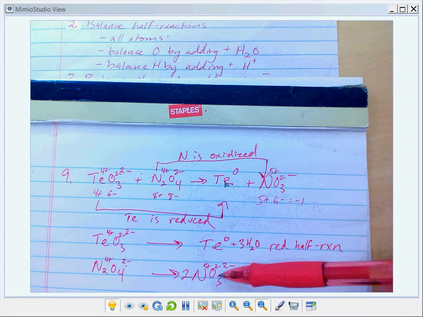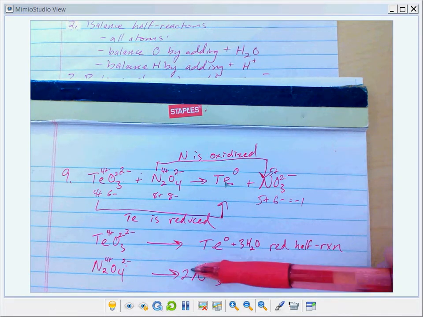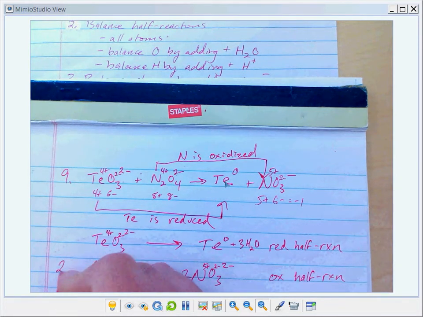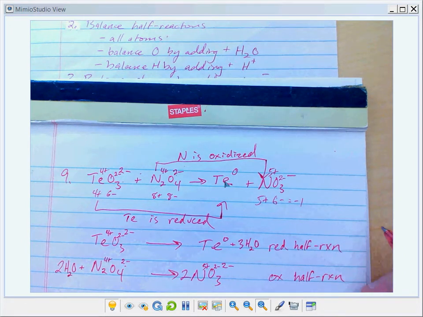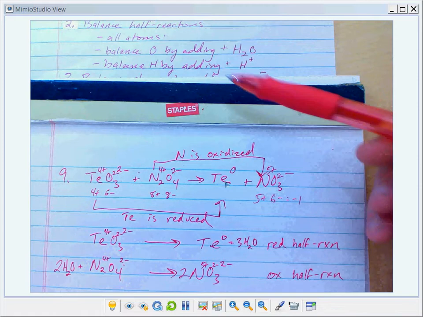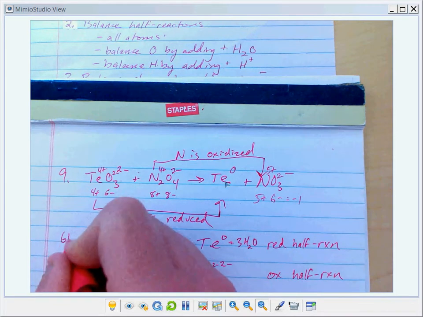Let's balance the oxygen here. So you'll notice that here there's 4 oxygens. Here there's 6 oxygens, 2 times 3. So we've got to write 2 H2O over here. All right, now we need to balance the hydrogens. Well, I just introduced a bunch of hydrogens here. There's 6 hydrogens on this side, so I've got to write 6 hydrogens over here.